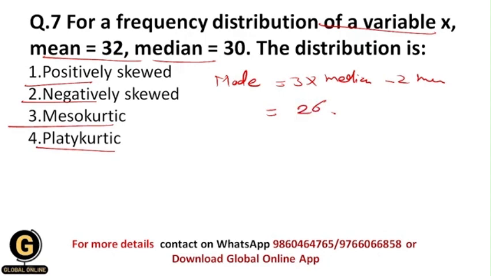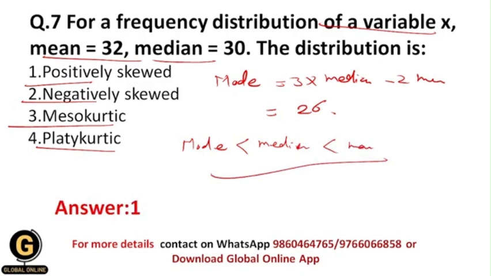Now whenever you see these values, mean 32, median 30 and mode 26, you will understand that the mode value is less than the median value, which is again less than the mean value, and that's why this would be a positively skewed distribution. Because in a positively skewed distribution, the value of the mean is greater than the median and the value of the median is greater than the mode.